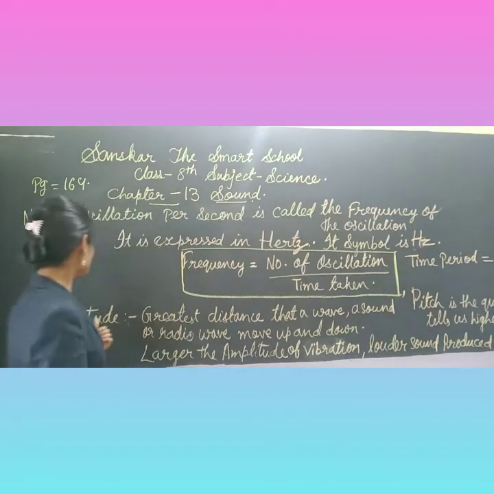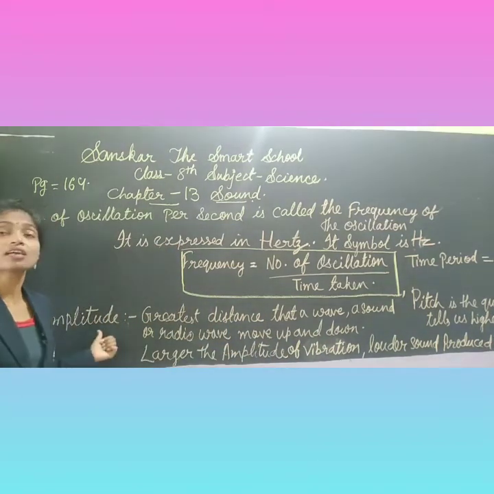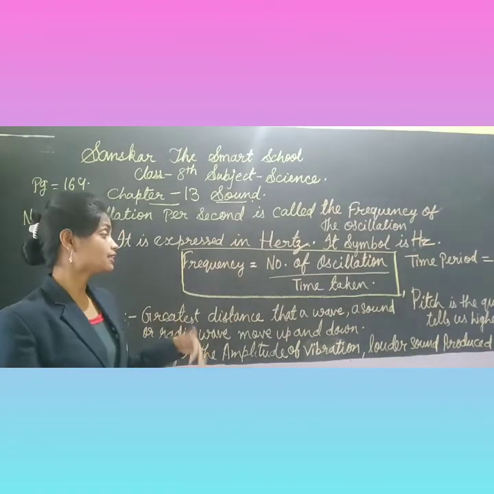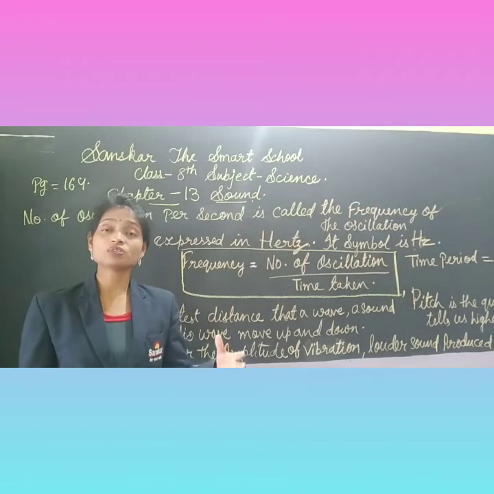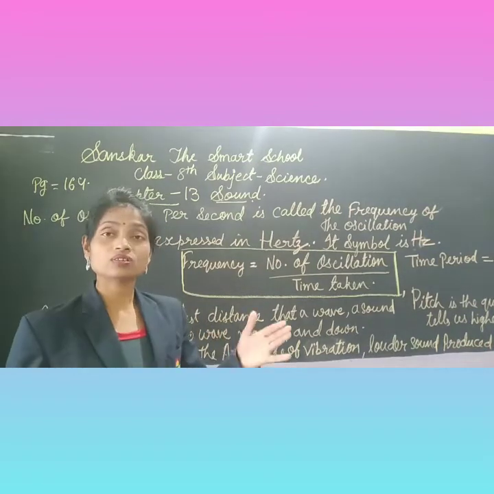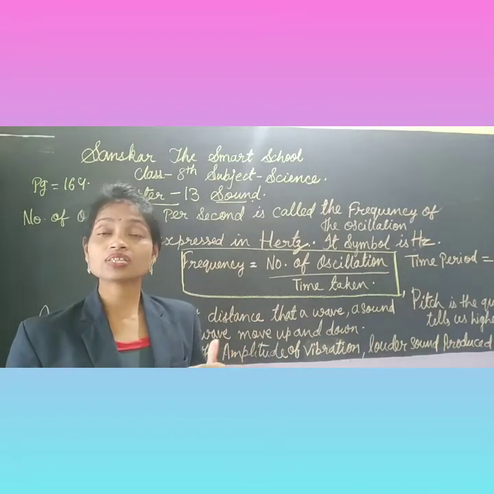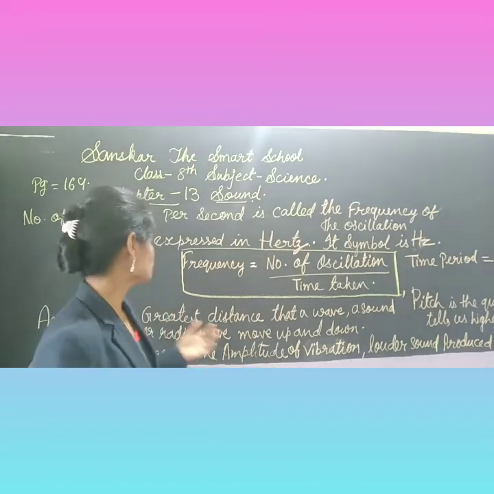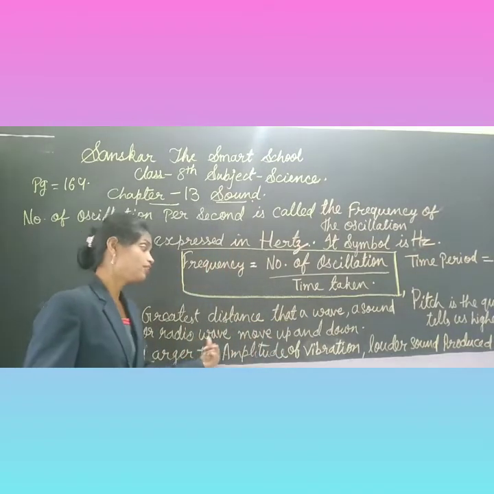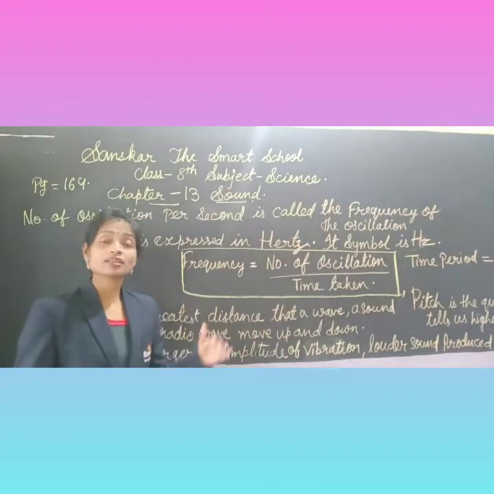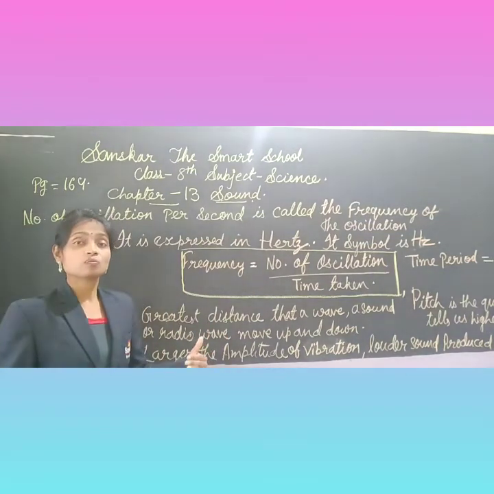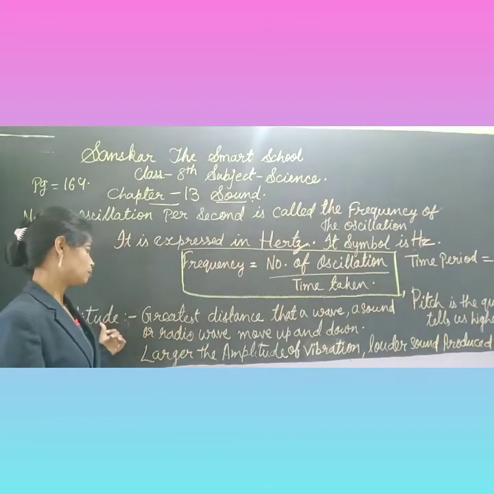Now the next topic is amplitude. What is the amplitude? The distance covered by an object, by a sound wave or the oscillation. During that oscillation the sound is produced. The greatest distance that a wave, a sound or a radio wave moves up and down is known as amplitude.